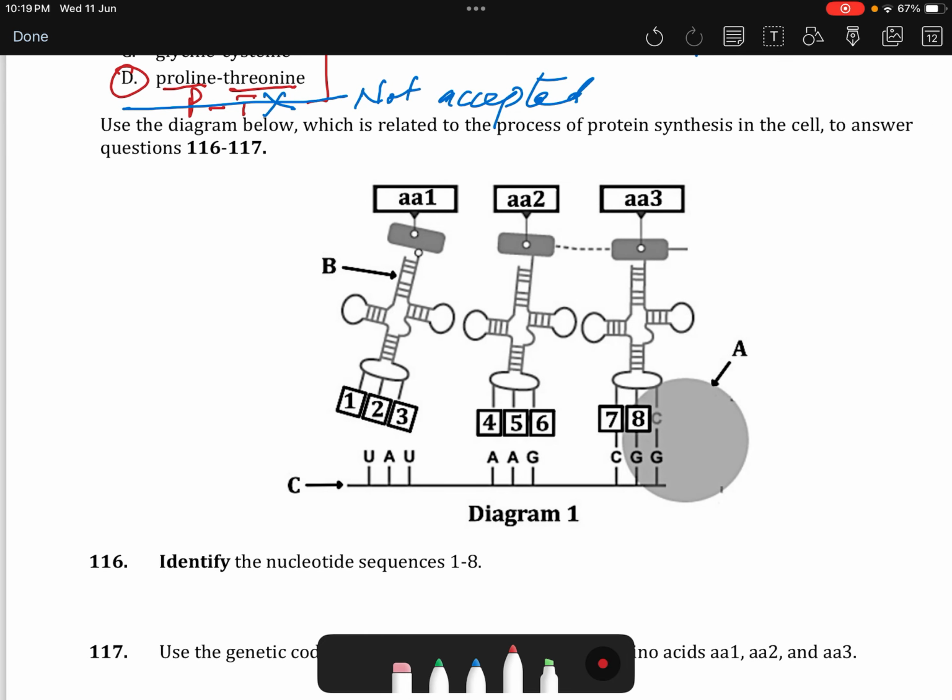This is the same diagram as given above. Identify the nucleotide sequence from 1 to 8. So what is 1 opposite to this? If this is U, it means it was T in the DNA. So when you go to the opposite one, you say it is A. Let's write here A. Then if it is A, then next is U. If it is U, then A. What is next? Number 4, A, U, then U, then C. Next it's C, so it is G, C, and C.